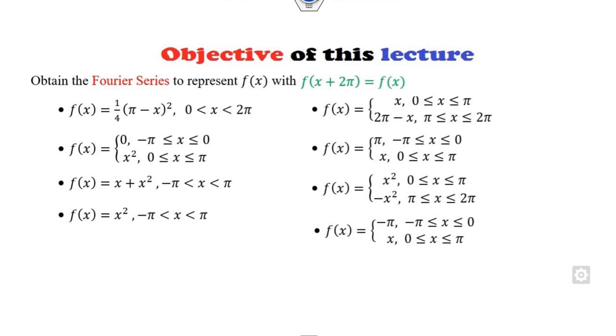So the objective of this lecture is to see how we can find the Fourier series of the function f(x) whose period is 2π. In this lecture I will cover only functions whose period is 2π. In the next lecture we will see arbitrary function periods.